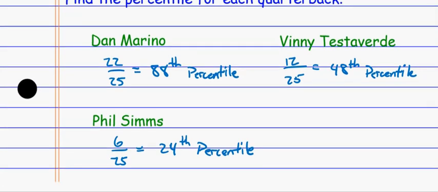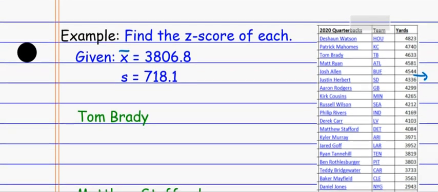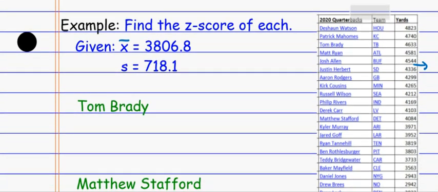So now we're going to do some very similar things, but we're going to use data from the 2020 season. In the 2020 season, here are the quarterbacks that we have listed. Here, once again, is the mean and standard deviation that I have calculated for you. We're going to start with probably the most recognizable name on this list, which is Tom Brady. And Tom Brady, once again, is considered one of the greatest quarterbacks, if not the greatest quarterback of all time.